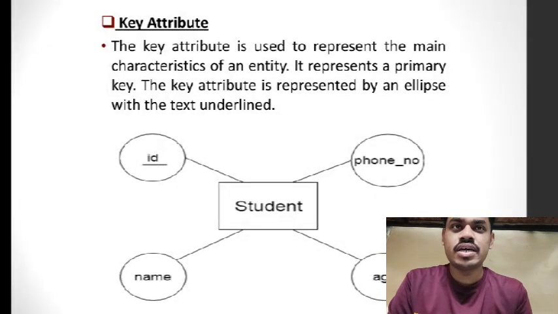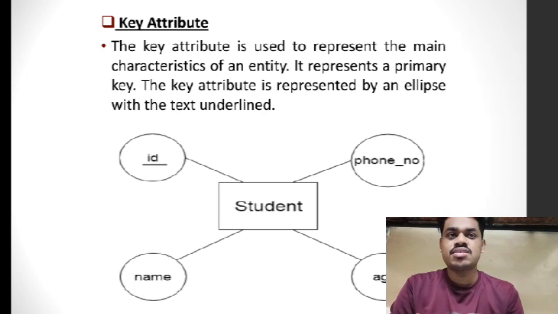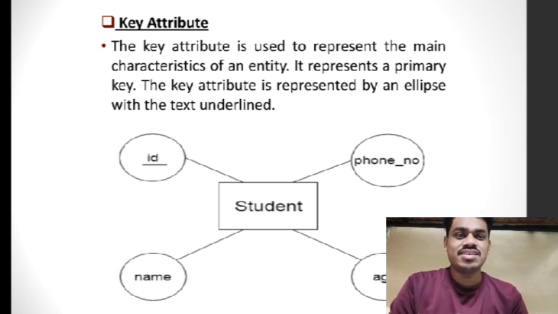Now let's see about the key attribute. The key attribute is used to represent the main characteristics of an entity. It represents the primary key. A key attribute is represented by an ellipse with the text underlined. You can see in the image also.